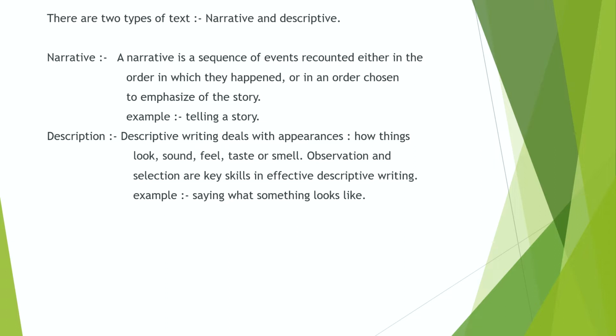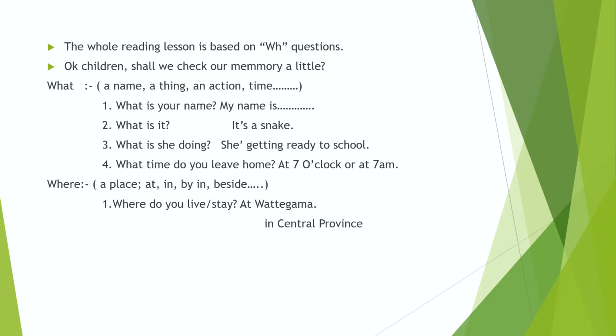Description. Descriptive writing deals with appearances: how things look, sound, feel, taste or smell. Observation and selection are key skills in effective descriptive writing. For an example, saying that something looks like.